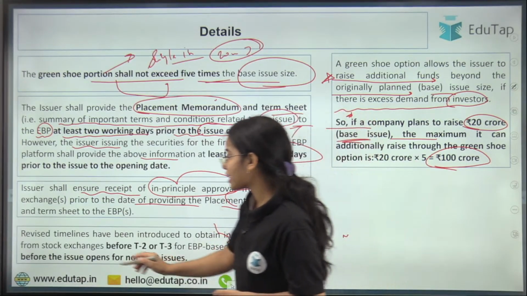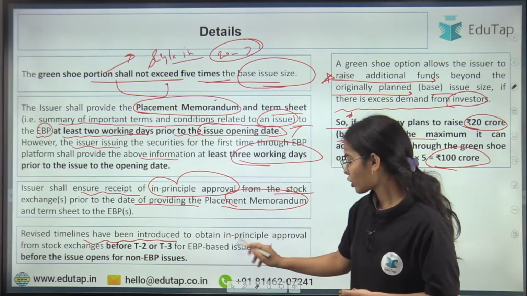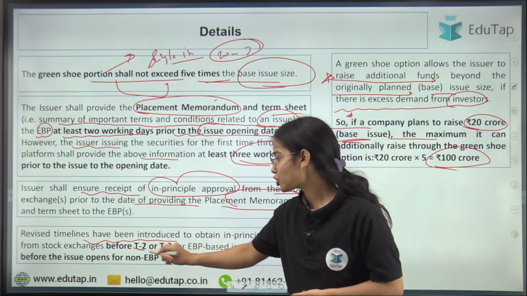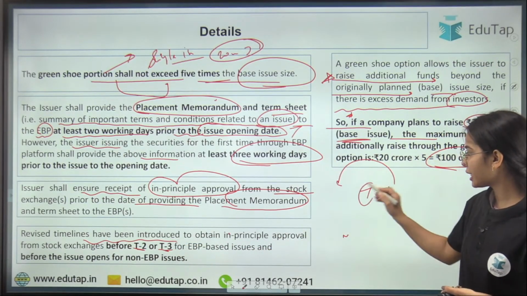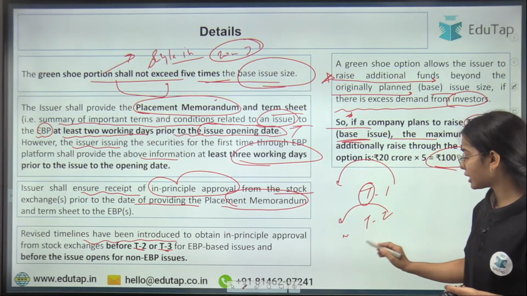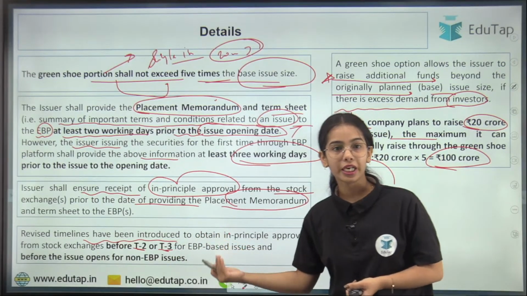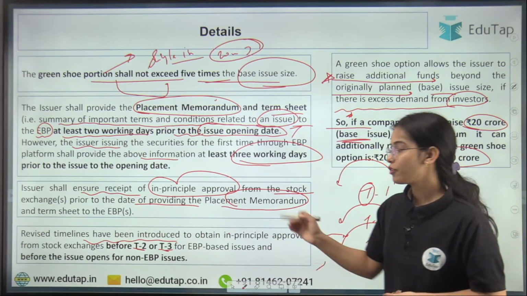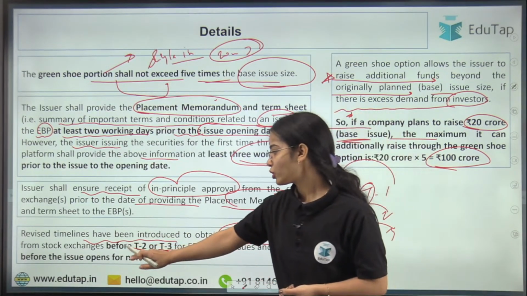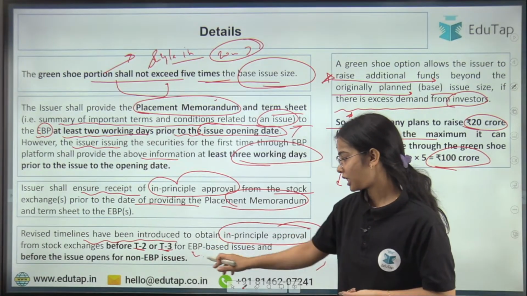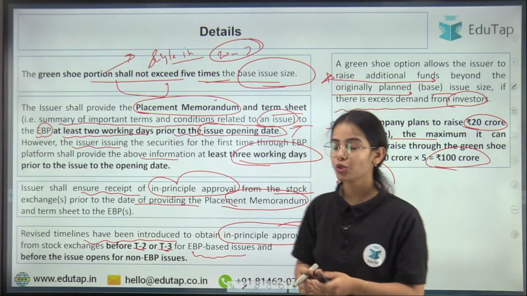Next, revised timelines have been introduced to obtain in-principle approval from the stock exchanges before T-2 and T-3. T-1 means 1 day before the T day, T-2 means 2 days before the T day, and T-3 means 3 days before the T day. So in-principle approval from the stock exchanges has to be taken before T-2 or T-3 for the EBP-based issues, as well as non-EBP-based issues.